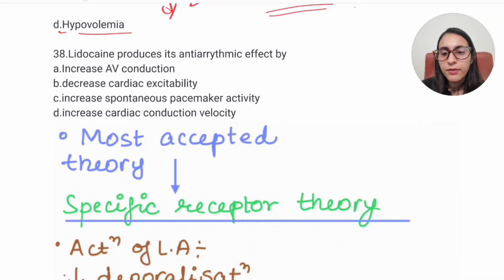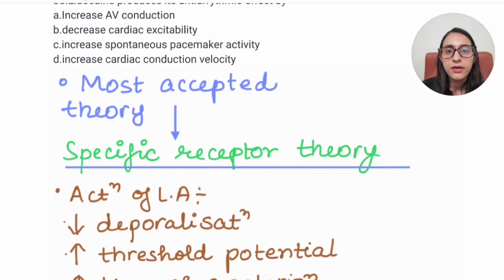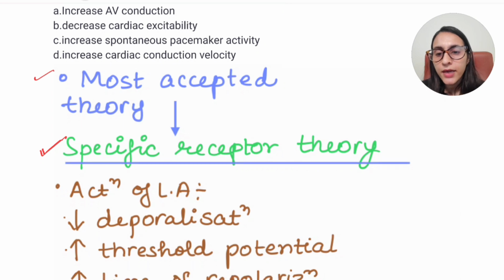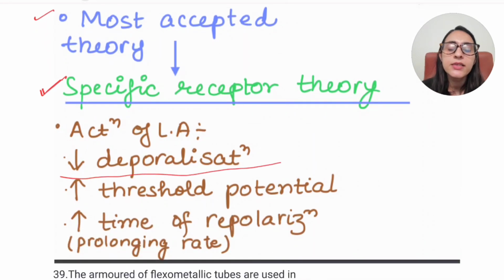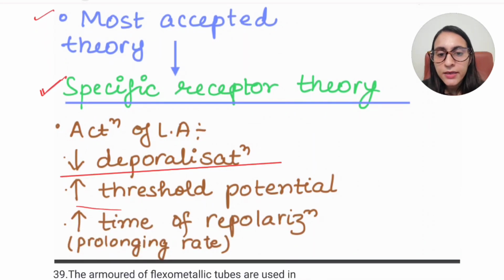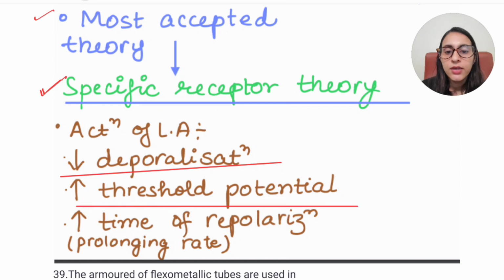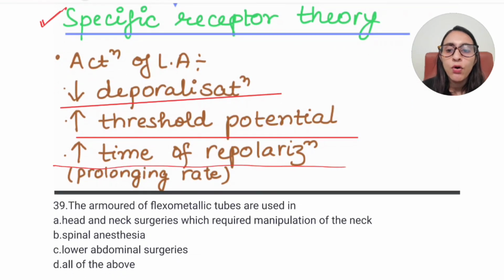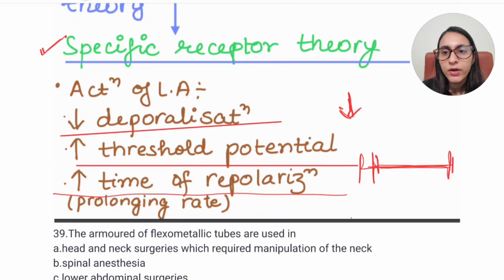The next question: lidocaine produces its anti-arrhythmic effect by. How does lidocaine act? We have discussed this in our oral surgery crash course series, that the most accepted theory is the specific receptor theory, and how this LA acts is by decreasing the depolarization, by increasing the threshold potential, and by increasing the time of repolarization. So if you decrease the depolarization, then the time of repolarization will be prolonged.